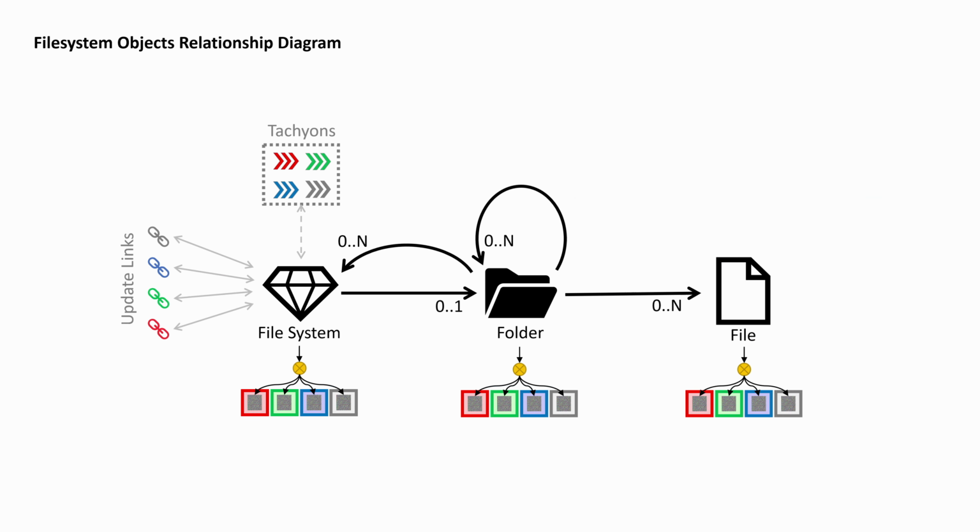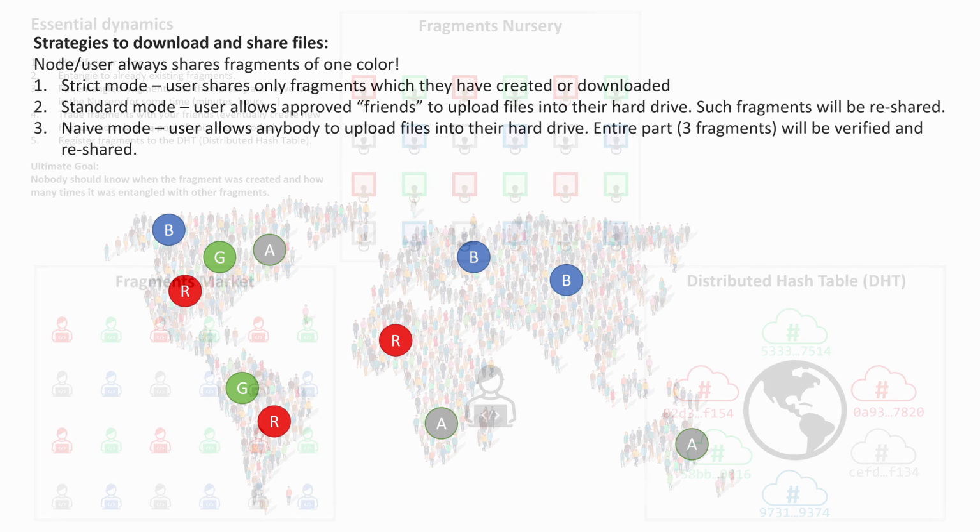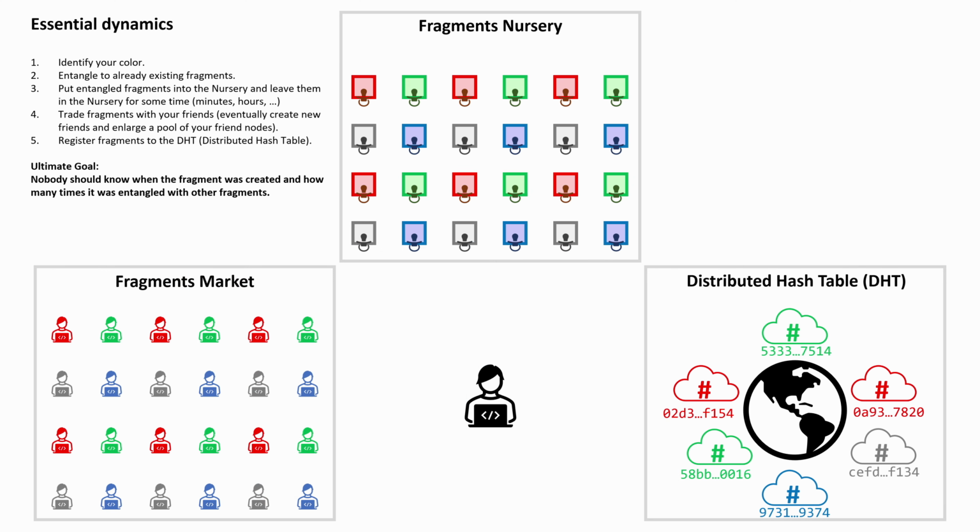Now let's discuss how to upload and download fragments into our peer-to-peer network. Downloading the fragments is very easy and straightforward. Uploading is a bit more complicated because, as mentioned earlier, each user can share only fragments of a certain color, which depends on a hash of the public IP address of the user. So, if the user wants to share data with the rest of the world, they have to exchange some of their fragments which are not compatible with the color of their IP address with other users.